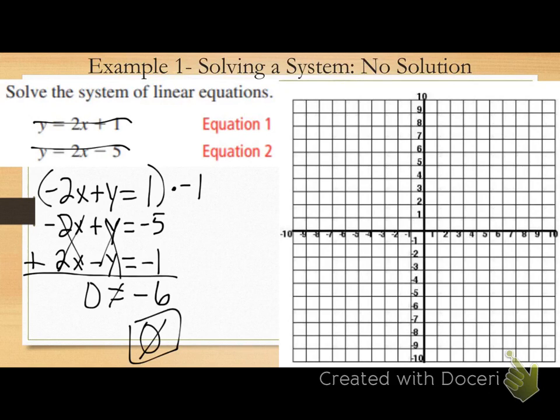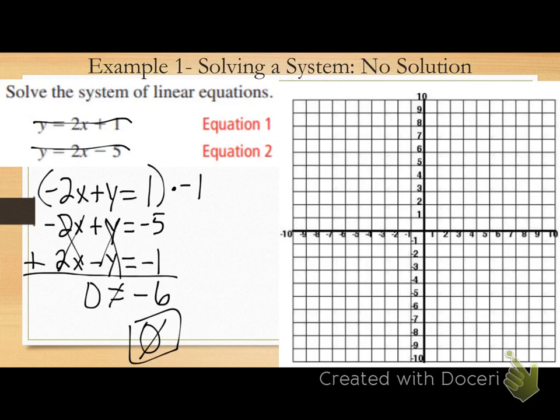Everyone okay with that? Any questions, comments, concerns, or confusion on what no solution looks like when you're solving by graphing, substitution, or elimination? Graphing, you're going to get parallel lines. Substitution, when you substitute, that variable is going to cancel out. You're going to be left with a false statement. Elimination, both variables are going to cancel out. Once again, left with a false statement.